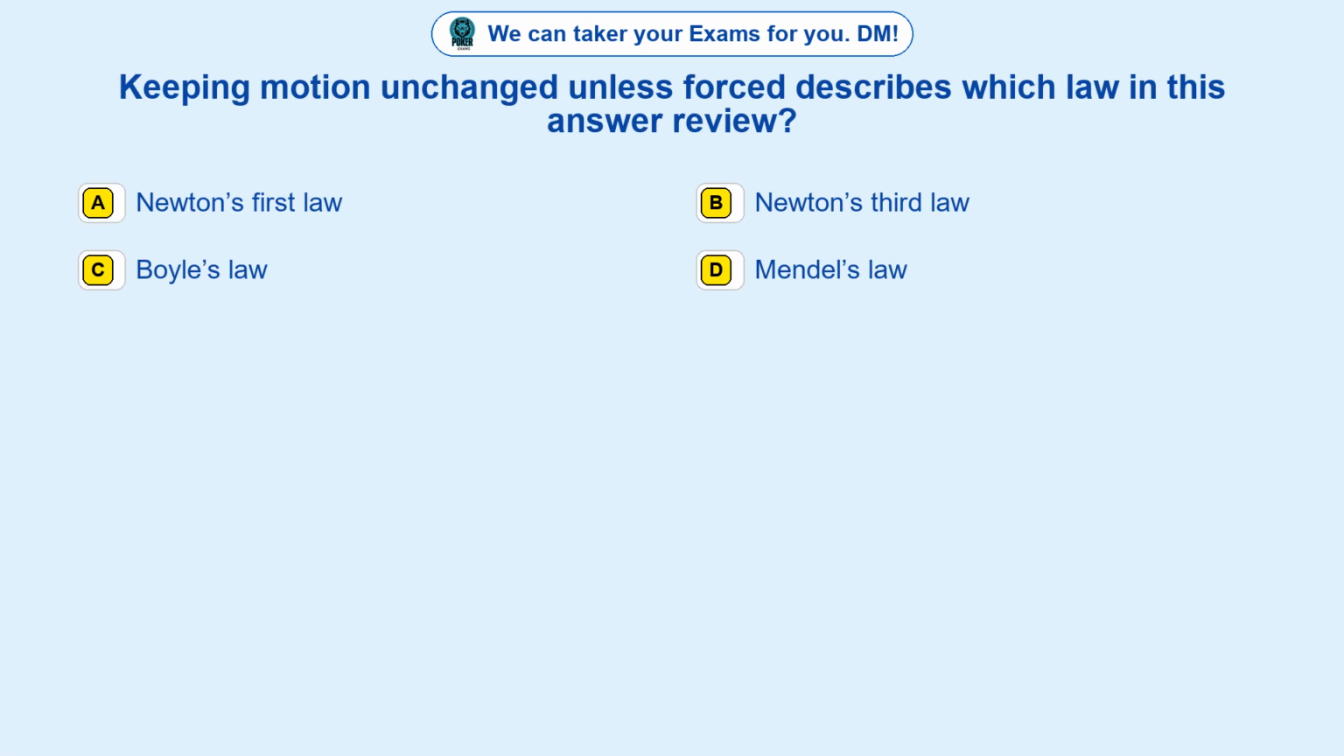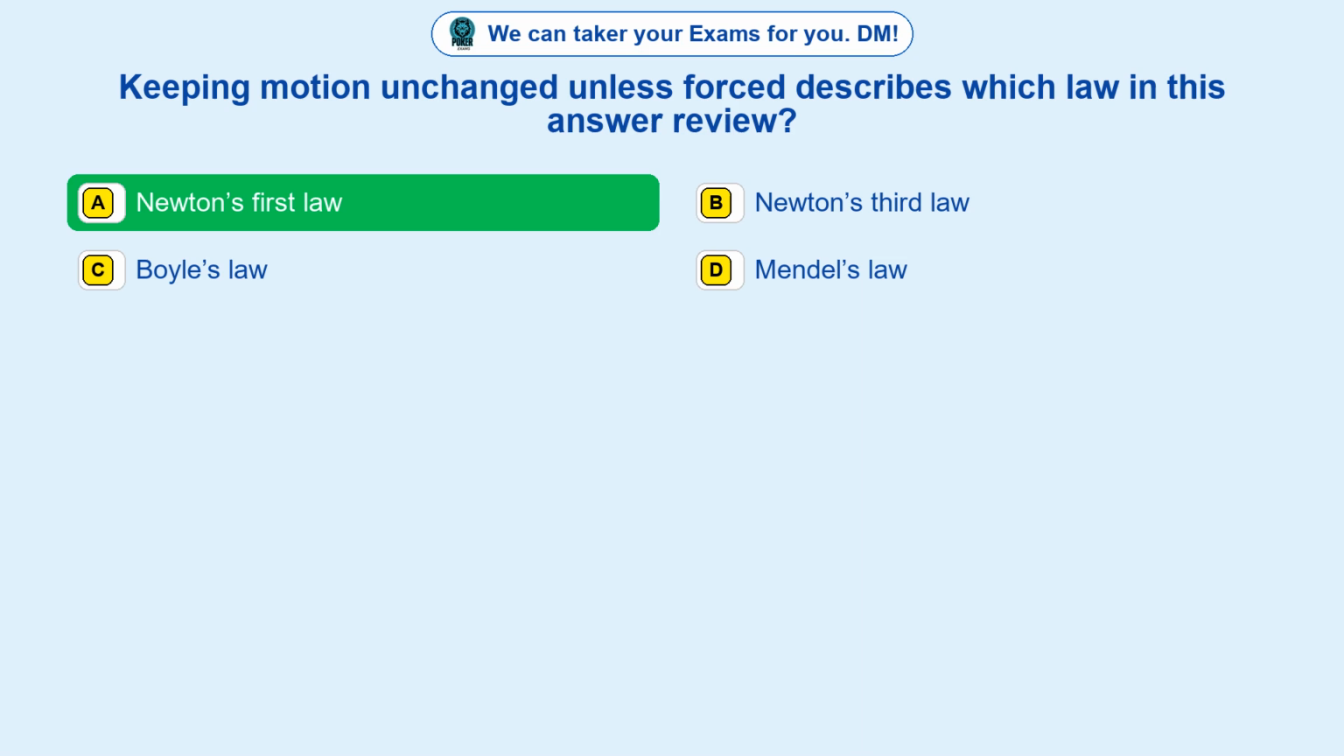Question 57. Keeping motion unchanged unless force describes which law in this answer review? Option A, Newton's first law. Option B, Newton's third law. Option C, Boyle's law. Option D, Mendel's law. The correct answer is option A.